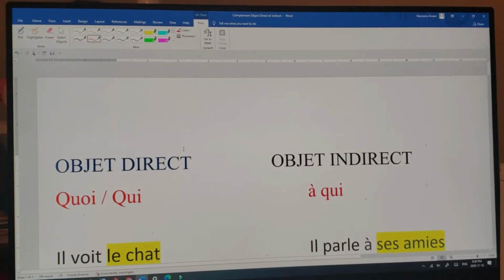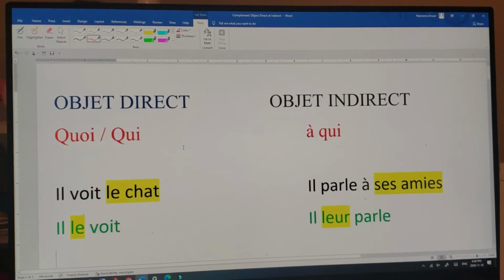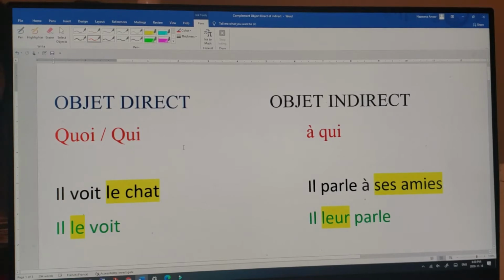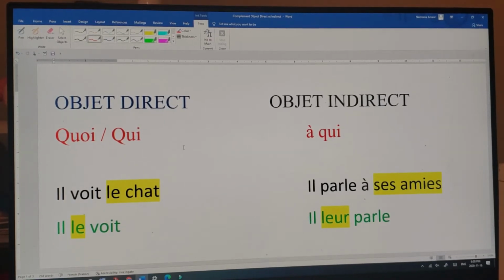Okay, basically what I was just telling is I'm going to be talking about how we use the passé composé, that is the past tense, in the causative construction. But before that, I'm just going to give you a little recap on the direct object and the indirect object. All right, this is just a very small recap.